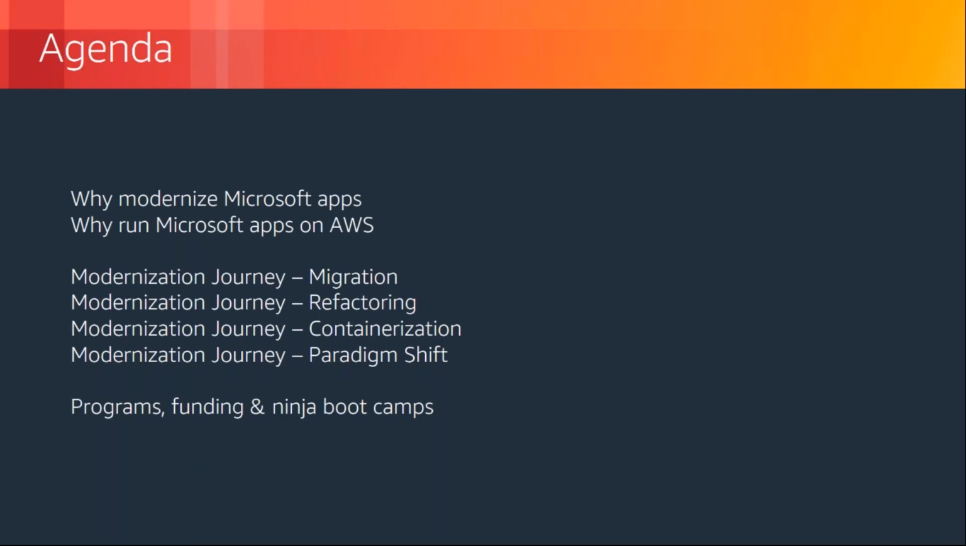So what's the agenda for today? I will walk you through why you should modernize Microsoft applications and why you should do it on AWS. Then I will walk you through your modernization journey where you move from your on-premise environment to the cloud and then start refactoring your applications. I will touch upon certain areas like containerization and what kind of radical changes that you can make to your applications to make them more cloud native. And finally, I will introduce you to some programs, fundings, and boot camps available for you to start your modernization journey.